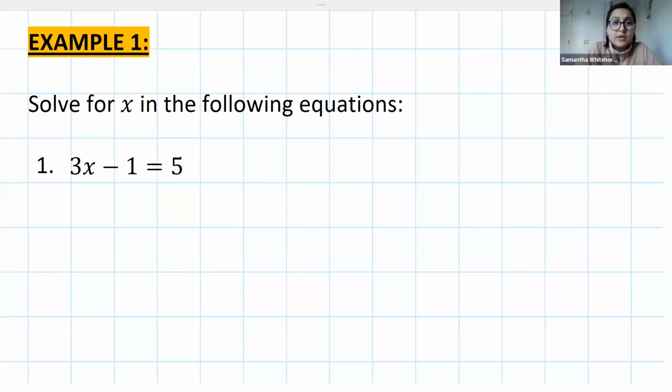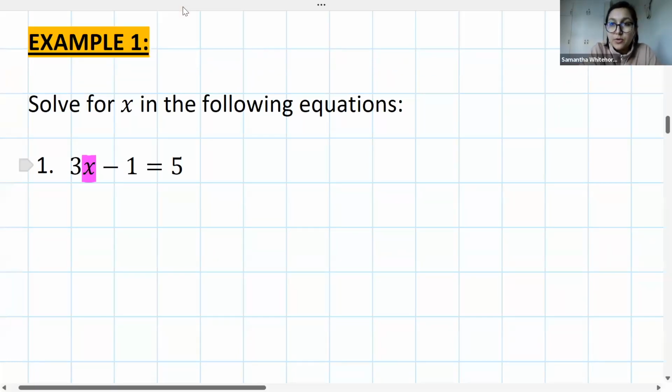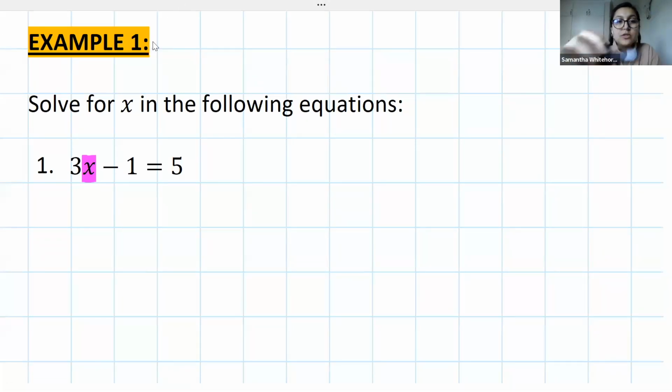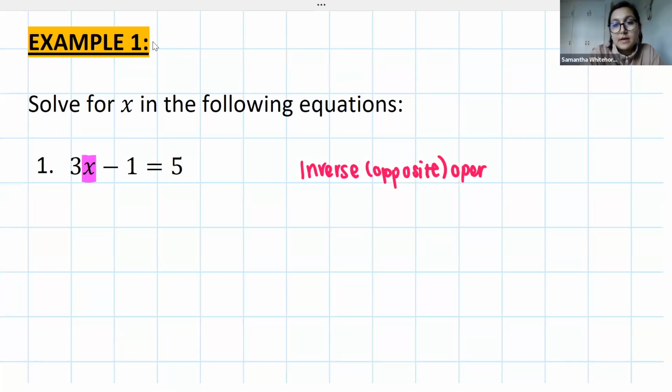Alrighty, so if we look at this first equation, what we have here is 3x minus 1 equals 5, and we're solving for x. So remember, grade 8, the whole goal of an equation is to get our x, the variable term, alone. Now, in order to do that, and I say this every single lesson, we have to be able to use inverse or opposite operations. Inverse means the same thing as opposite. Opposite or inverse operations basically means that if we want to solve for x, we need to do the opposite of what the original equation told us to do.